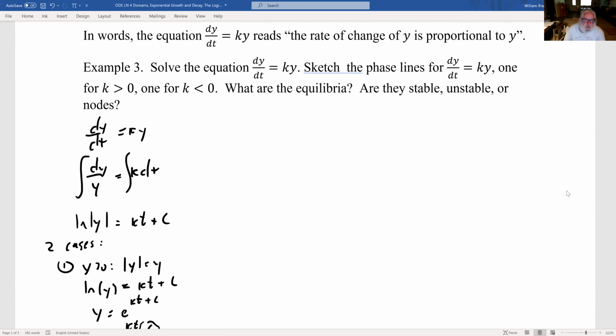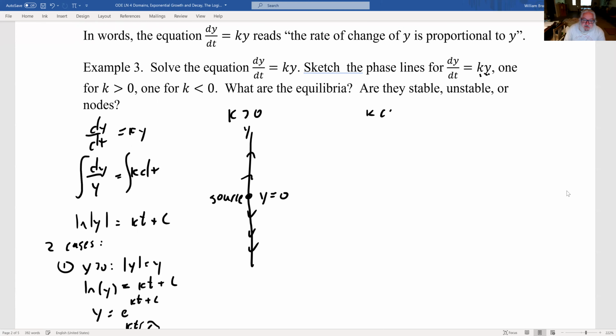dy dt equals ky. There's two possibilities. One is k is greater than 0. So again, this is y. This is my phase line. y equals 0 is the only equilibrium. If k is positive, and y is positive, then this is going to be positive here. And if y is negative but k is positive, it'll be negative here. y equals 0 here is a source. We call this exponential growth.